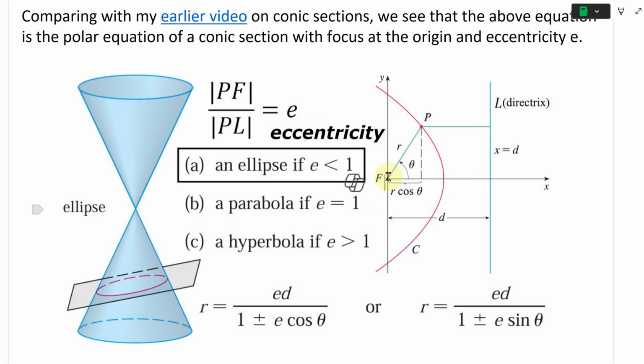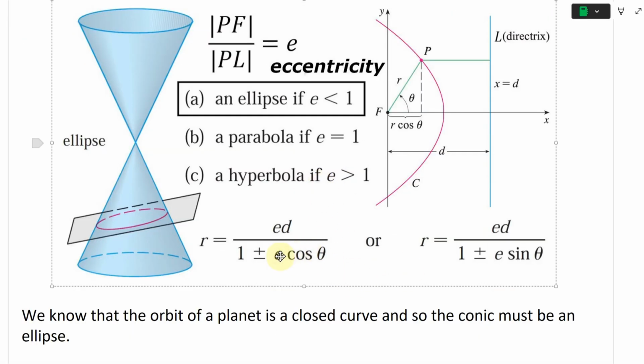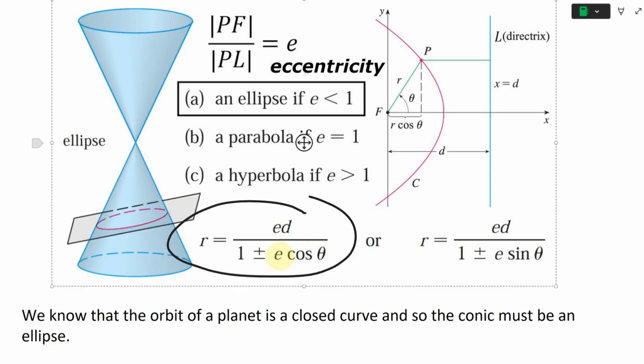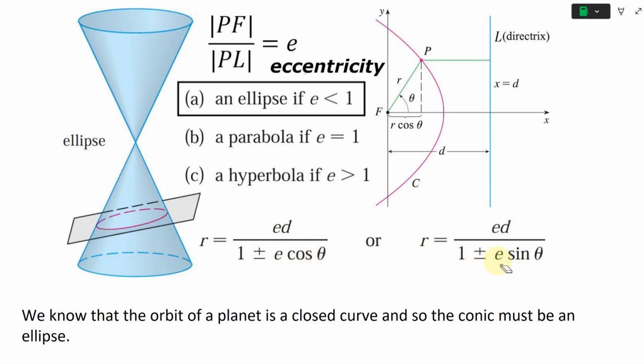So instead of using the distance between two foci, the unified setup uses this in conic sections. If E is less than 1, we get an ellipse, and depending on whether it's vertical or horizontal. The horizontal one we were looking at is R equals ED divided by 1 plus or minus E cosine theta. Or you could also have R equals ED divided by 1 plus or minus E sine theta. We have the plus one here, and this is the one we have.